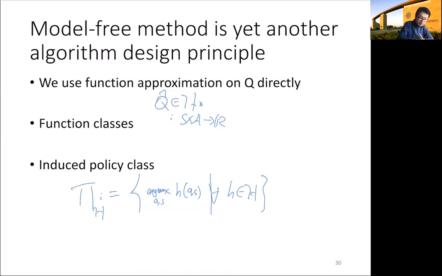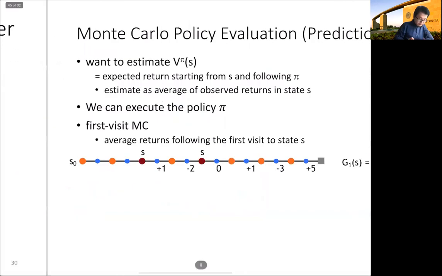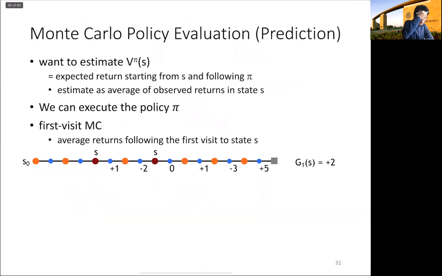Okay, so whenever we learn a good Q hat function, then we can use it to run, say, the greedy policy according to this policy class. So how do we do policy evaluation in the first place? Right, so let's follow this idea of policy iterations. It alternates between policy evaluation and policy improvement.